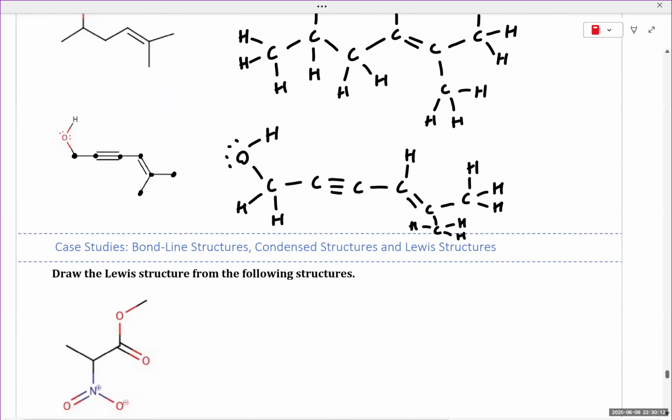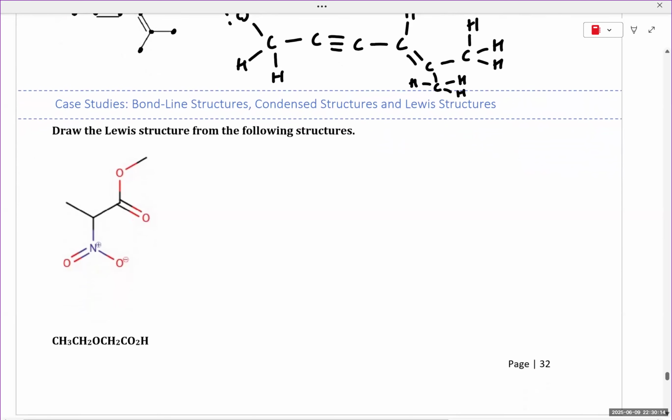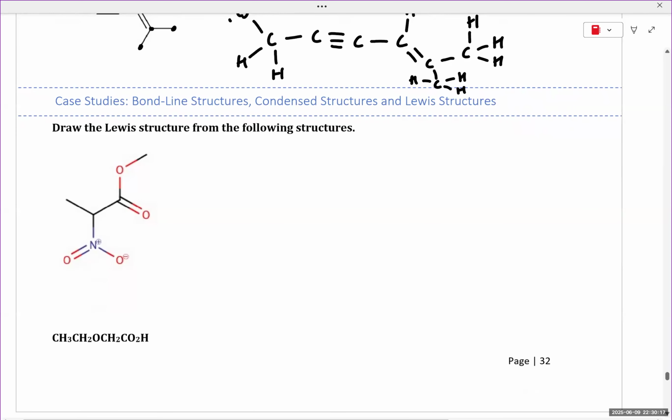Okay, let's look at some case studies now. Let's try to draw out some Lewis structures from both bond line and condensed structures. So I'd like you to take a few minutes to work on the following two examples, and then we'll discuss. I would encourage you to pause the video to work through these examples over a little bit more time, and we'll discuss momentarily.